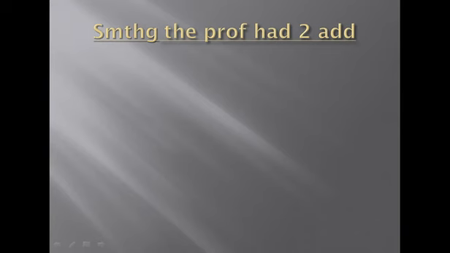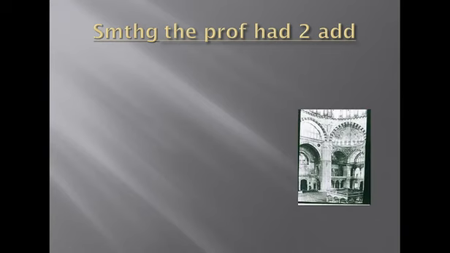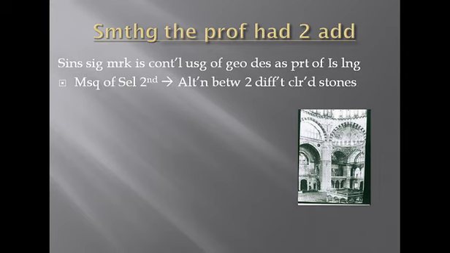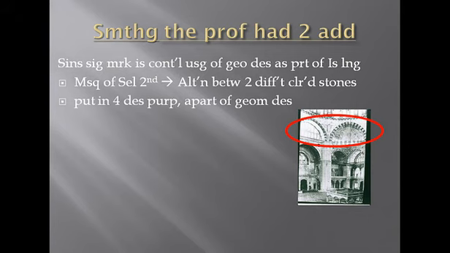Something the professor had to add in the beginning of the lecture was this. Sinan's signature mark is continual usage of geometric designs as part of Islamic language. The Mosque of Salem II basically deals with an alternation in between two different colored stones. These are put in for design purposes, and it's a part of geometric design. It represents unity, regularity, and perfection of God.